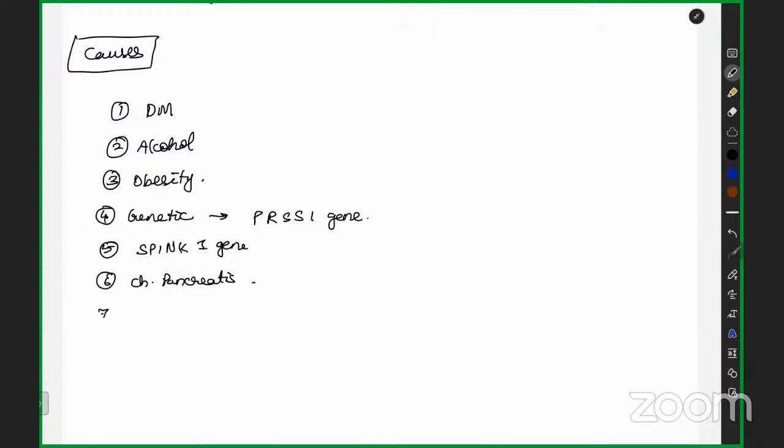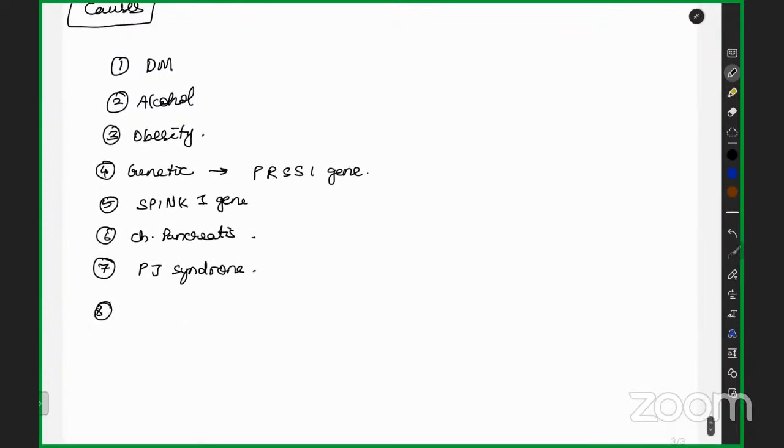And there are various syndromes. The most common syndrome is Peutz-Jeghers syndrome, which carries a 100 times higher risk of developing CA pancreas. And a very important genetic mutation sequence is, first there is a mutation in KRAS, then a mutation in P53. So there is a molecular genetic progression from pancreatic intraepithelial neoplasia to invasive ductal adenocarcinoma.